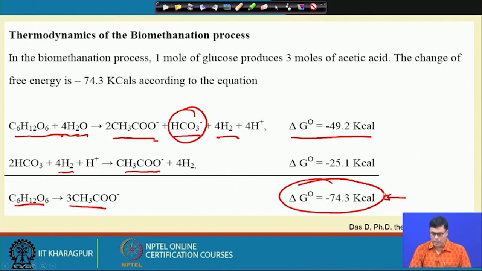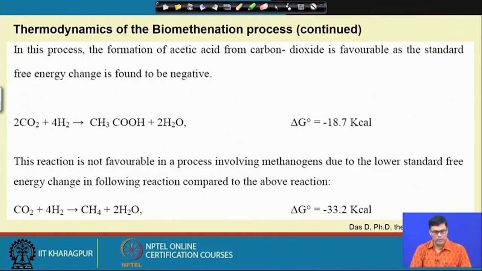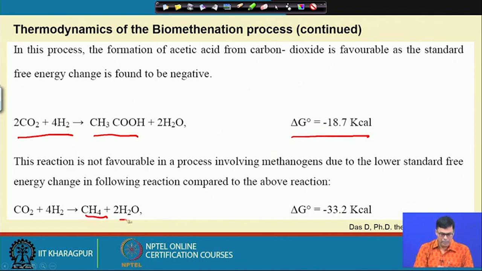If you look at the anaerobic digestion process, when you carry out anaerobic fermentation, the acid formation processes are quite fast, so we don't have much problem with acid formation. This acid can also be formed from carbon dioxide and hydrogen forming acetic acid, but the free energy change is -18.7 kilocalories. This is much less than the previous one, so the previous reaction is more favorable than this reaction. When carbon dioxide and hydrogen form methane and water, the free energy change is -33.2 kilocalories. That means carbon dioxide and hydrogen are more favorable for the production of methane rather than for the production of acetic acid.